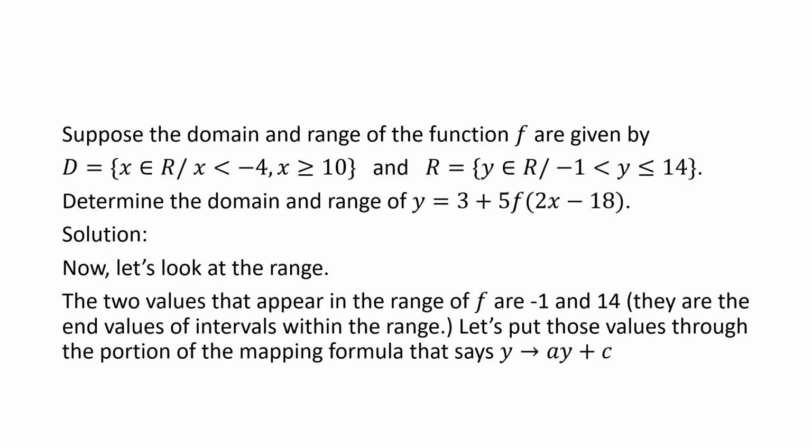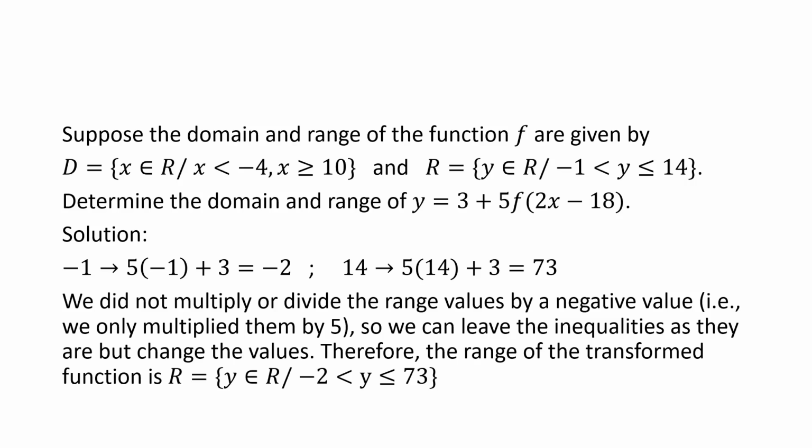Now let's look at the range. Obviously there's an infinite number of values in the range, but the two that act as boundaries of intervals are -1 and 14. We're going to put those values through the portion of the mapping formula that says y maps onto ay plus c. So -1 maps onto 5 times -1 plus 3, and if we let y be 14, it maps onto 5 times 14 plus 3. That means the -1 mapped onto -2, and the 14 mapped onto 73.